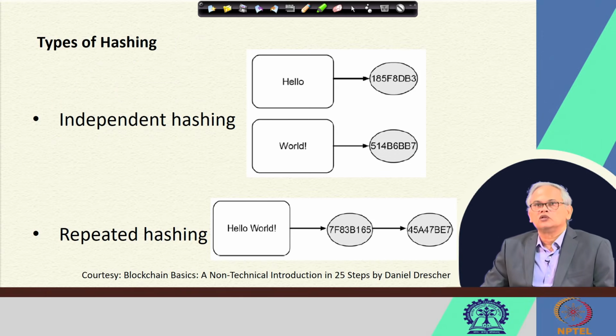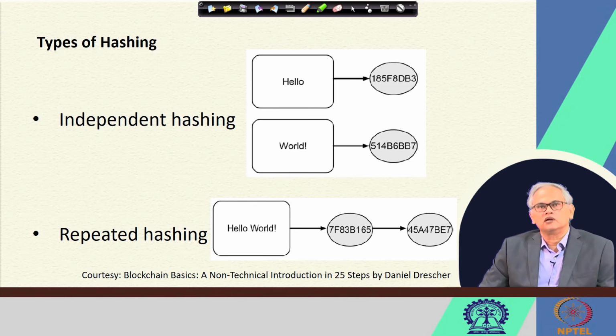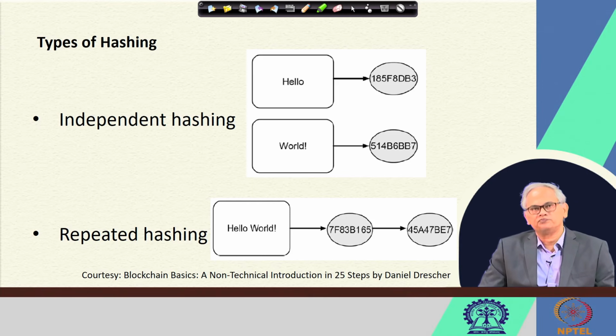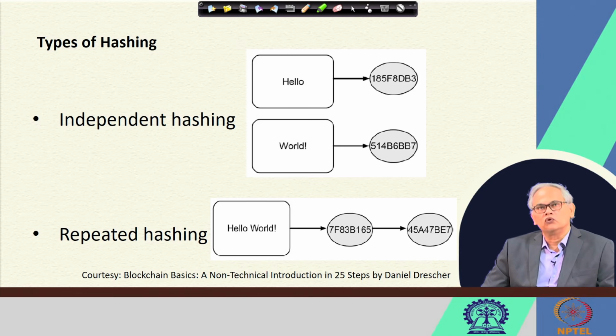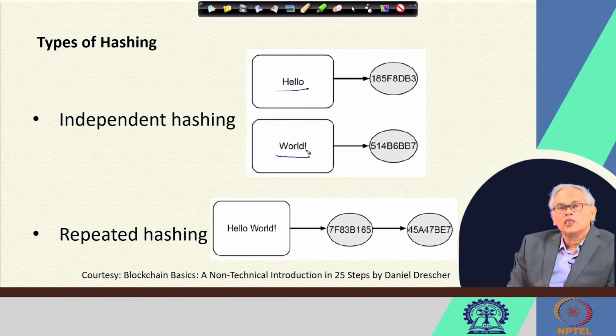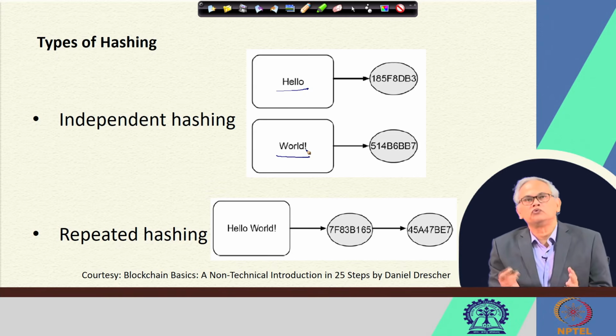Let us see what these mean. These examples and diagrams are available in the book that we referred to in our last lecture, and are also listed in the references for this lecture. Say we have 2 pieces of text, one is hello and the other is world with an exclamation mark. And we want to hash these 2 pieces of data.